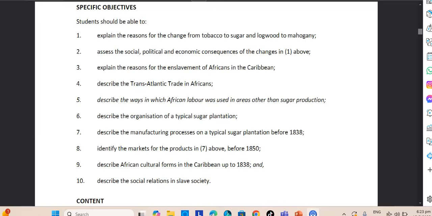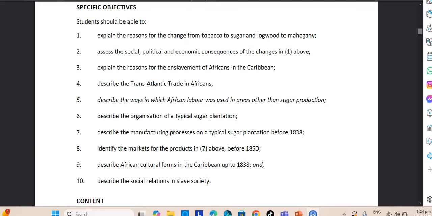Another economic consequence: the economy became monocultural, depending heavily on sugar or mahogany, making them vulnerable to price fluctuation and natural disasters. So the lack of diversification hindered long-term economic stability because they were only depending on sugar production and mahogany. Another economic consequence: profits led to the development of ports, roads, and towns, but primarily to serve plantation needs. There was little investment in public services or local industries for the broader population.